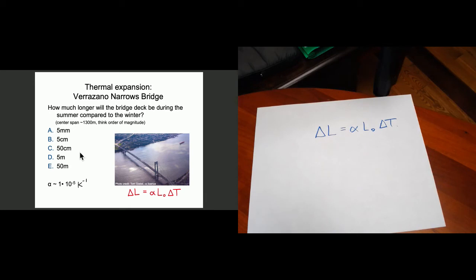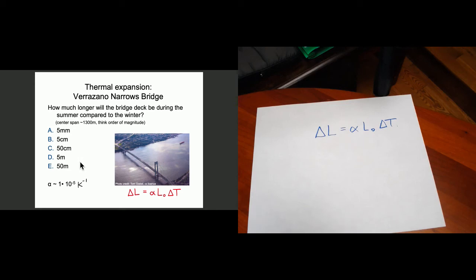This is going to happen sometimes in questions where we just ask you to estimate the size of an effect. We won't necessarily tell you exactly what temperatures to use. Notice the answers to this question: 5 millimeters, 5 centimeters, 50 centimeters, 5 meters. They all differ by at least a factor of 10. So in terms of estimating delta T, we just want to make sure we're accurate within a factor of 10.